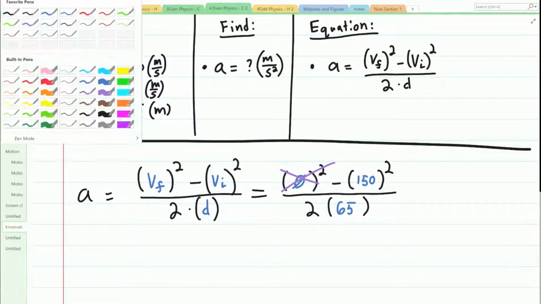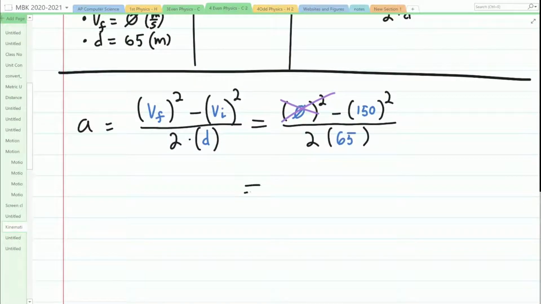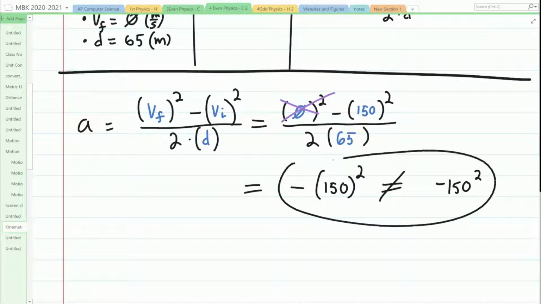So what I've currently got, I'm going to rewrite this so it's a little bit clearer. I have negative 150, but make sure that when you do this, you do not include the negative sign inside those parentheses. This right here is not equal to 150 squared. These are not the same.